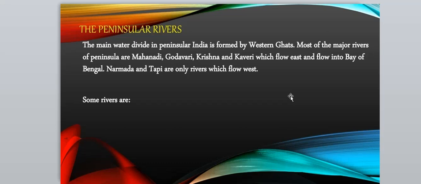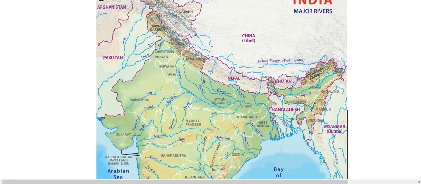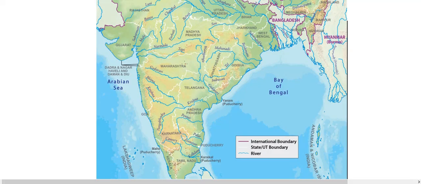Almost all the rivers like Mahanadi, Godavari, Krishna, Kaveri, they all flow to the east and drain out in the Bay of Bengal. But there are two rivers, Narmada and Tapi, that flow to the west and drain out to the Arabian Sea. So here you can see these are the two rivers, Narmada and Tapi. They are draining to the Arabian Sea.